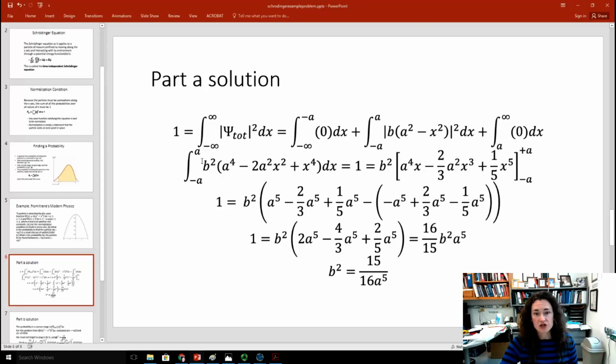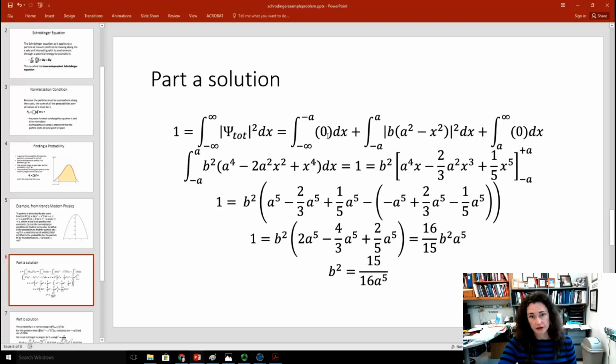So in order to integrate over all space, I have to sum it up in this piecewise way. From minus infinity to minus a, the wave function is 0, so the integral there is 0 dx. From minus a to plus a, I'm going to plug in the wave function, which was b times (a squared minus x squared). And remember, I've got to integrate the wave function squared, so I've got that squared here, dx. And then for x greater than a, the wave function is 0 again, so I integrate 0 from a to infinity.